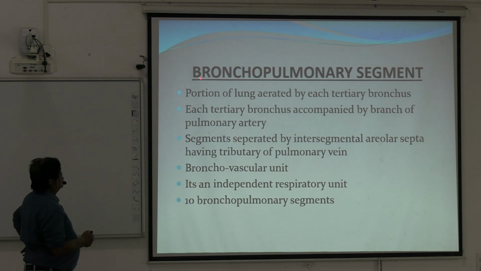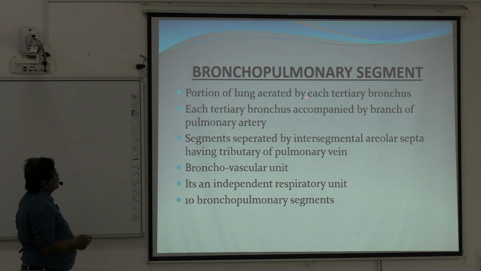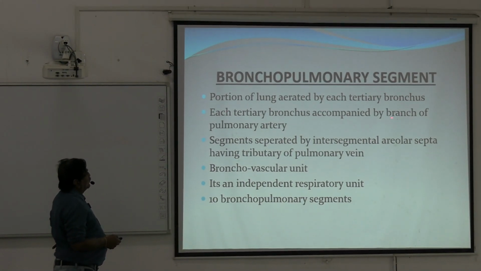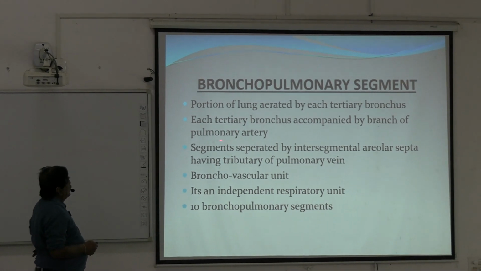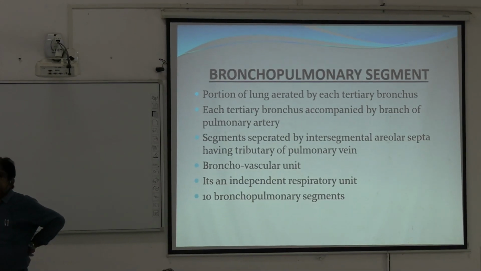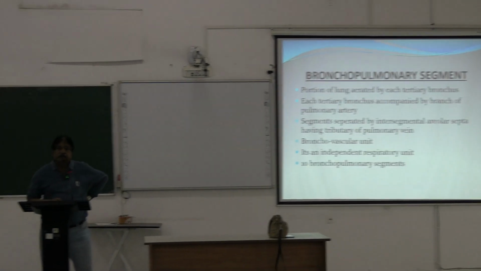Now this is important: the bronchopulmonary segment, a portion of the lung aerated by each tertiary bronchus, accompanied by a branch of the pulmonary artery, and separated by intersegmental areolar septa having tributaries of the pulmonary vein. It is a bronchovascular unit, an independent respiratory unit. There are 10 bronchopulmonary segments. Now this is a short note. You will get a short note on bronchopulmonary segments.